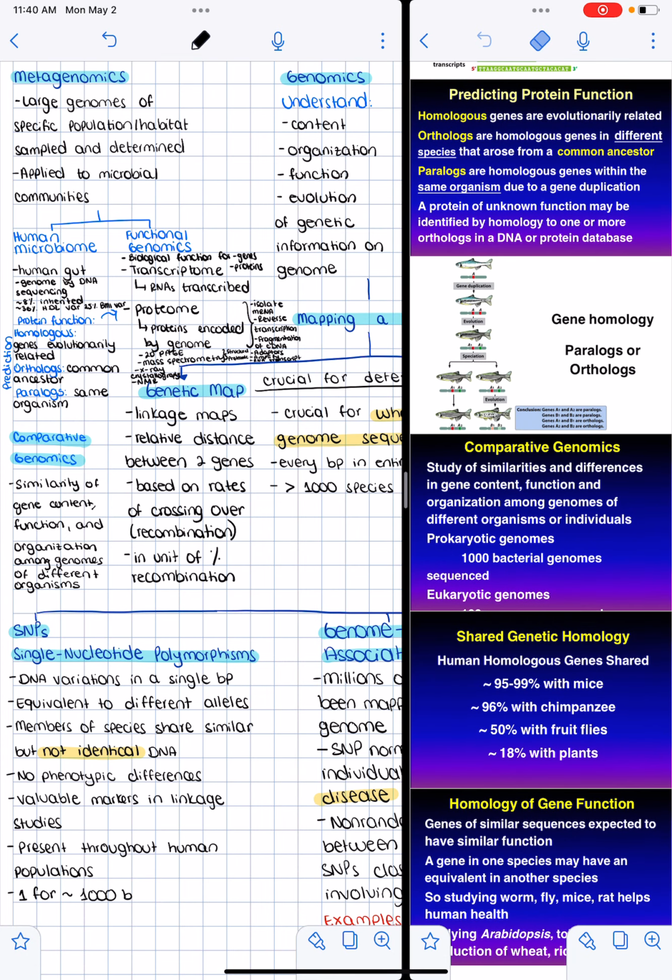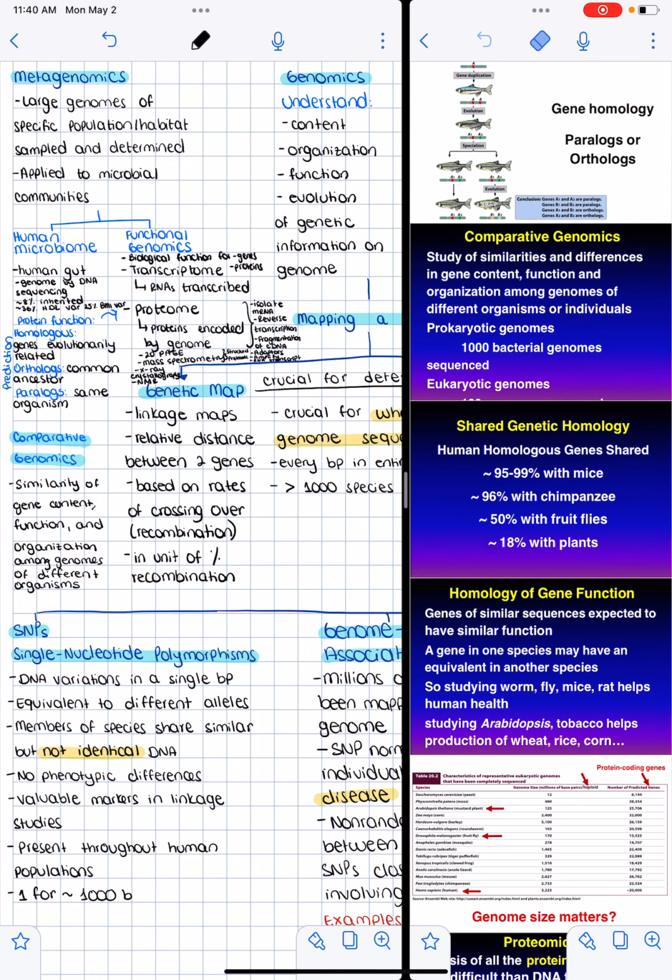Comparative genomics is also a field that studies the similarity of gene content, function, and organization among genomes of different organisms. For example, humans share approximately 95 to 99% resemblance with the genome of mice, 96% with chimpanzees, 50% with fruit flies, and 18% with plants. For gene function, homologous genes of similar sequences are expected to have a similar function, and a gene in one species may be equivalent to another gene in another species.